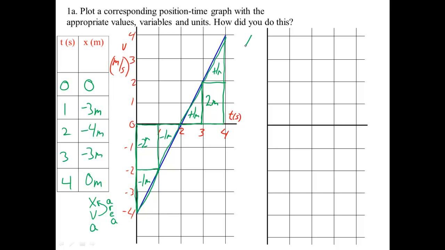Now I have to plot this out. I'm going to make sure I have the right labels for my position time graph: position in meters and time in seconds. I'm going to go 0, 1, 2, 3, 4 seconds, and because my displacements are in the negative, I'm just going to label the negatives here. At 0, I'm at 0. Then at 1, I'm at -3. At 2, I'm at -4. At 3, I'm at -3. And at 4, I'm at 0.